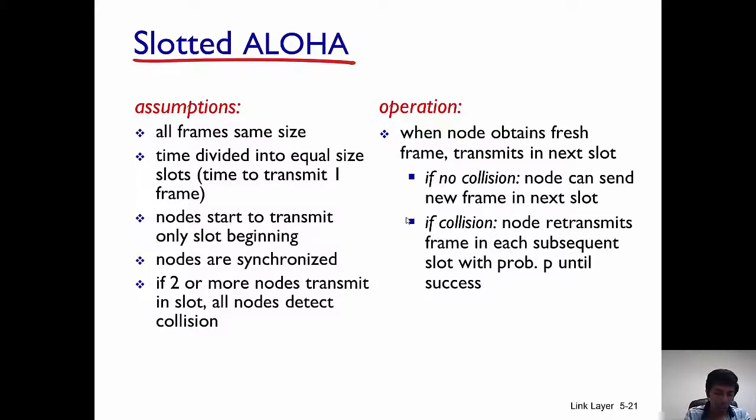Now, if both nodes decide to transmit once again in the subsequent time slot, they're again going to cause this kind of collision. So, if there is a collision, a node will not transmit for sure in the next time slot. It is going to transmit with some probability p in the next time slot. This is going to give the transmissions a chance of succeeding.